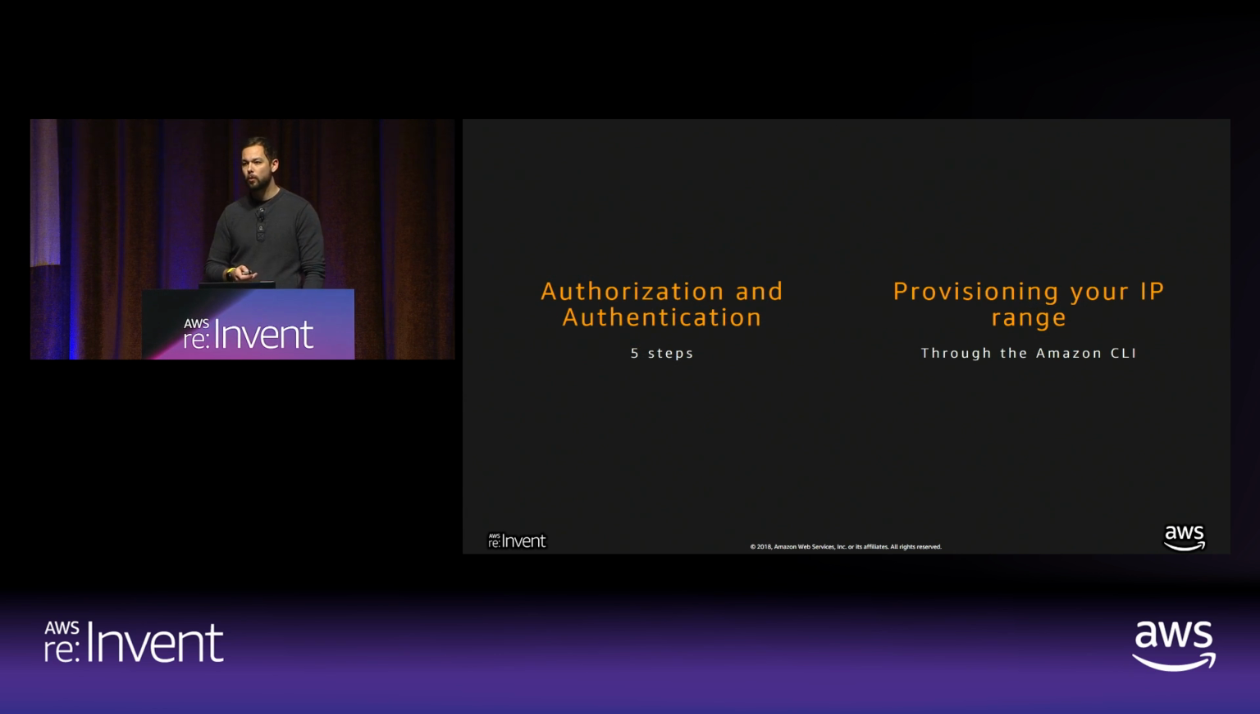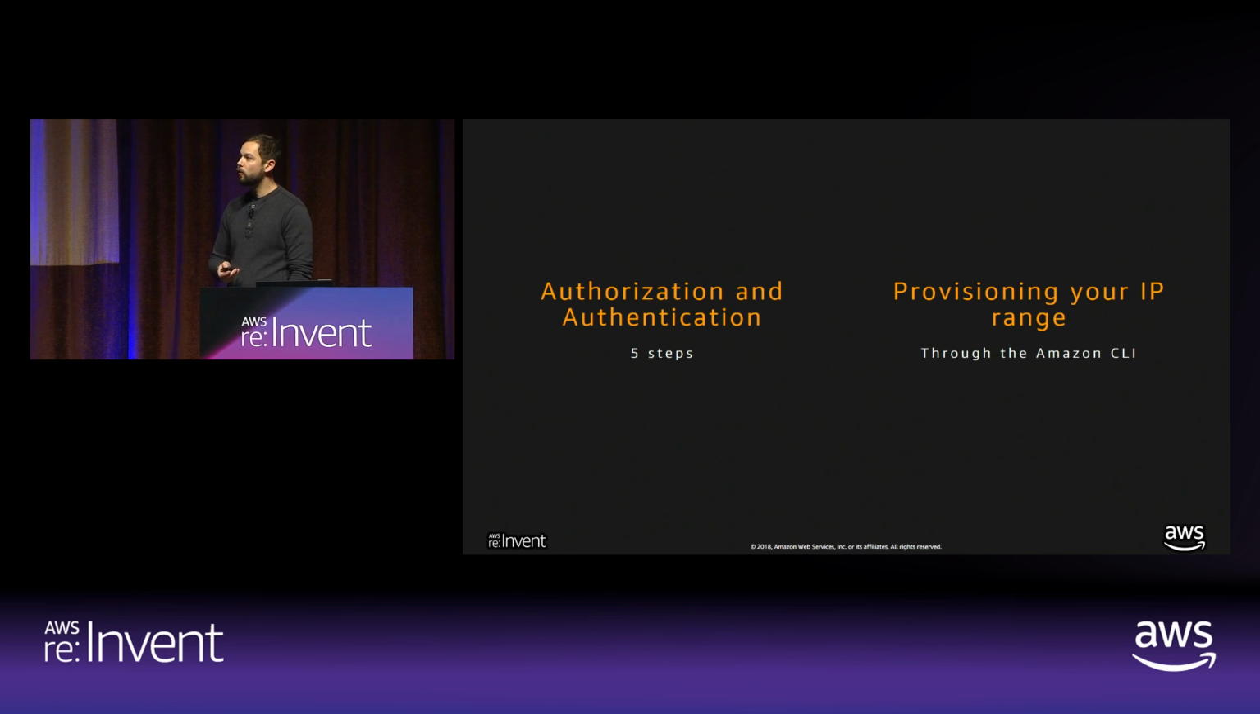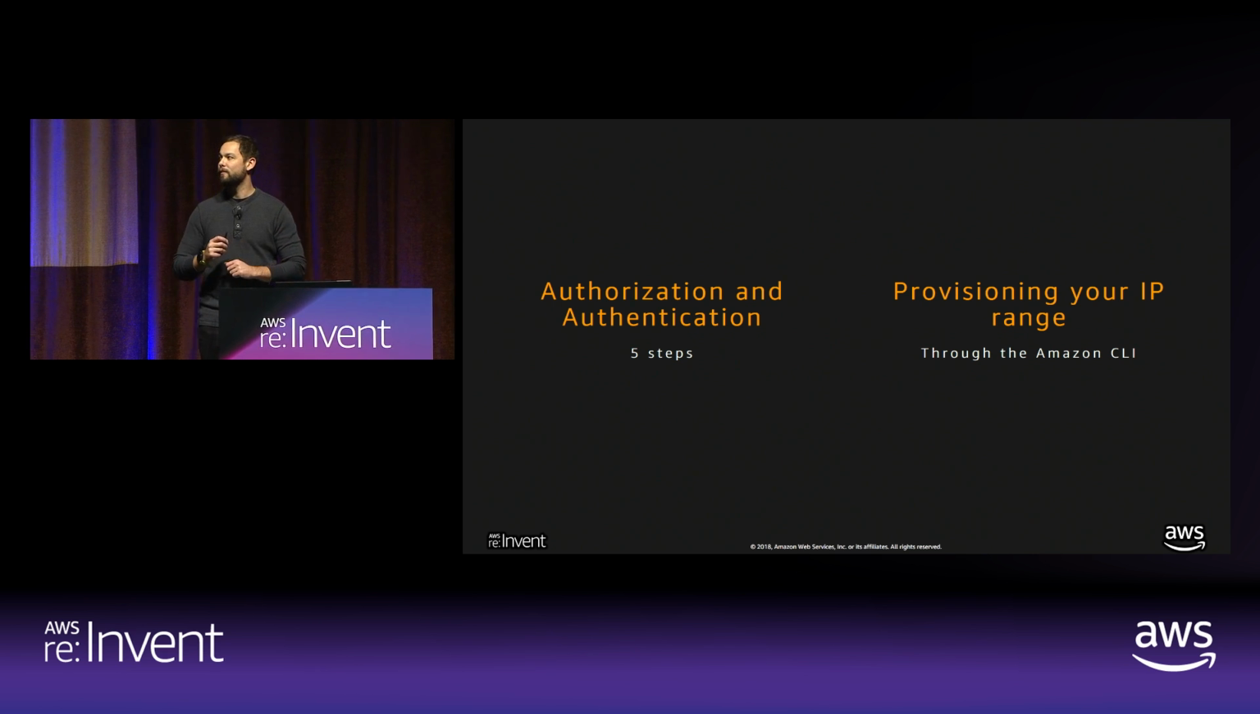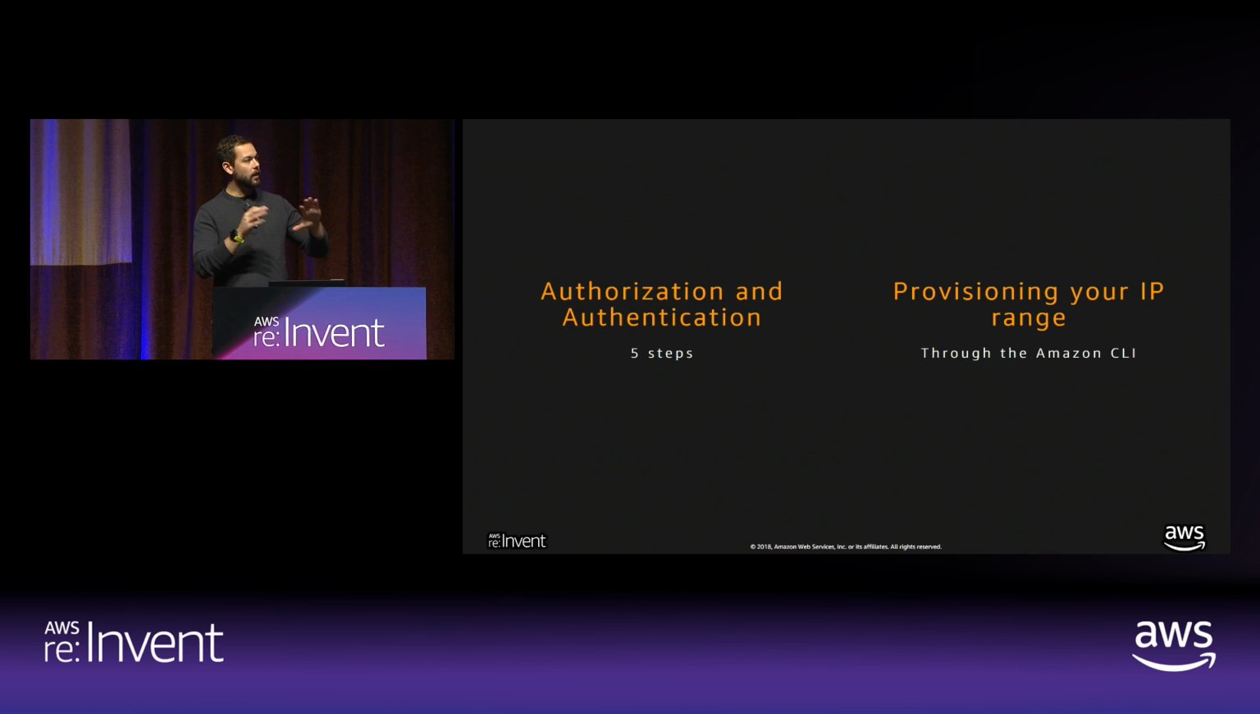So there's a couple of steps to bring your own IP to AWS. The first is, well, there's a lot of steps, but the first is authorization and authentication. There's 5 steps involved there. I've got a link, check it out. It's actually pretty complex. I didn't want to kind of muddy the slides here with a lot of stuff because you basically need to prove that you own these IP ranges. It's not too bad. It's actually pretty easy.